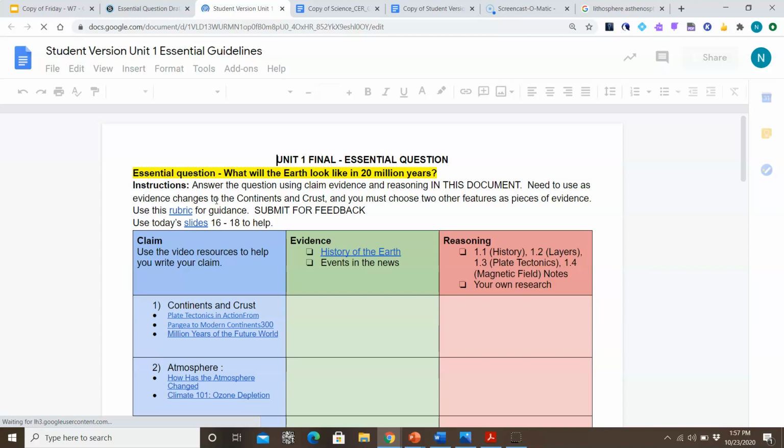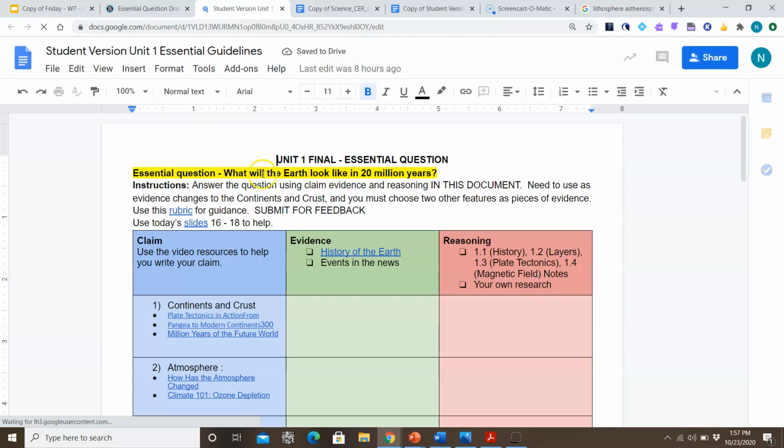Okay, so we started this unit with this essential question: what will the Earth look like in 20 million years? And then we spent the unit learning information that will help us to answer this question using claim evidence reasoning, our CER format. Now, what you're going to do is answer this question in this document. You already have another essential question document. You'll use that for your final draft. This is just a draft.